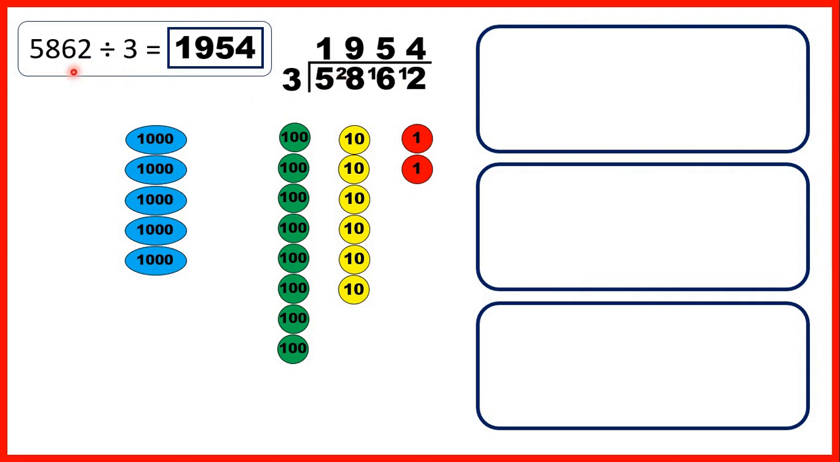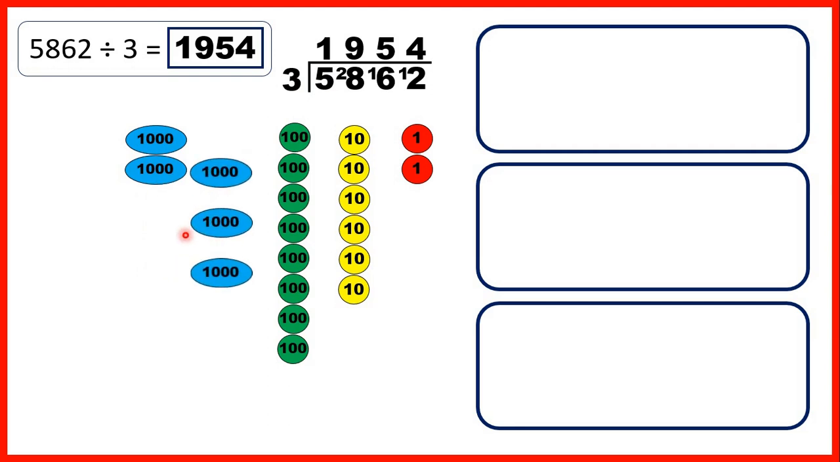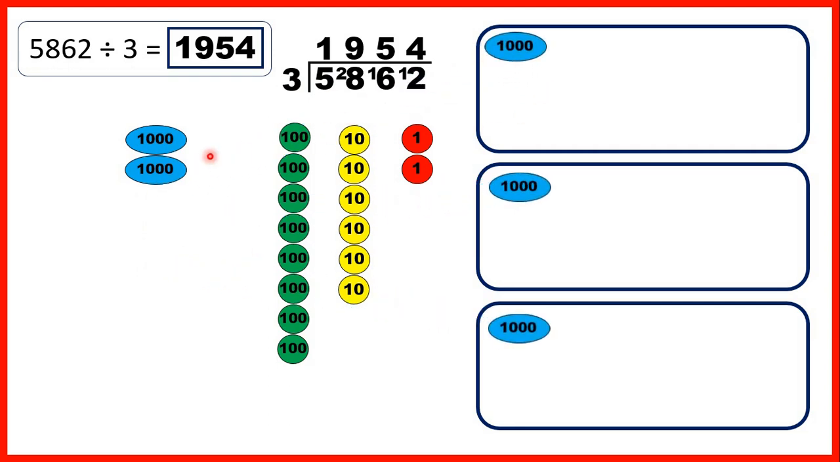So for this question, we were dividing 5,862, so that's 5 thousands, 8 hundreds, 6 tens, and 2 ones, and we were dividing by 3, so we can share these place value counters into 3 groups. Remember, we start by dividing the larger digits, so we had 5 thousands divided by 3. We can share out 3 of these thousands, but then we get a remainder of 2.